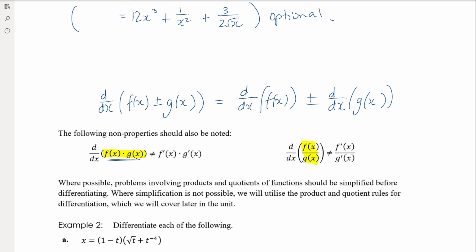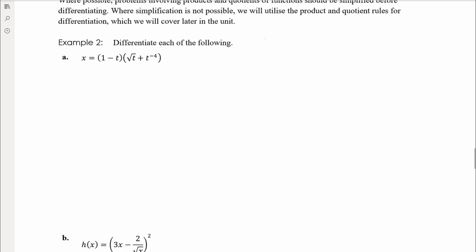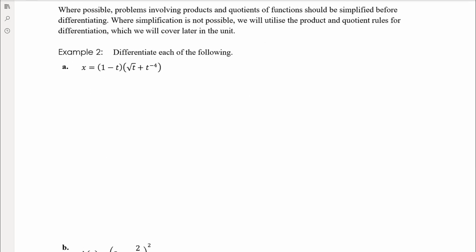Okay, so in this example here, for example, part A of example 2, we have a product of two things. This is something multiplied by something else. And so we cannot just start differentiating things as they are. We need to first of all expand this out. We could use the product rule, but actually in the long run it's a nicer derivative if you expand it out and tidy it up first so that you don't need to use the product or the quotient rule.